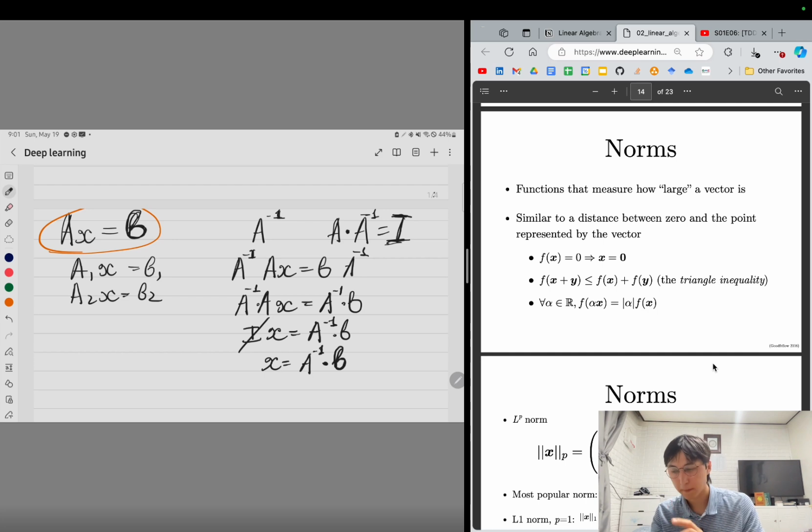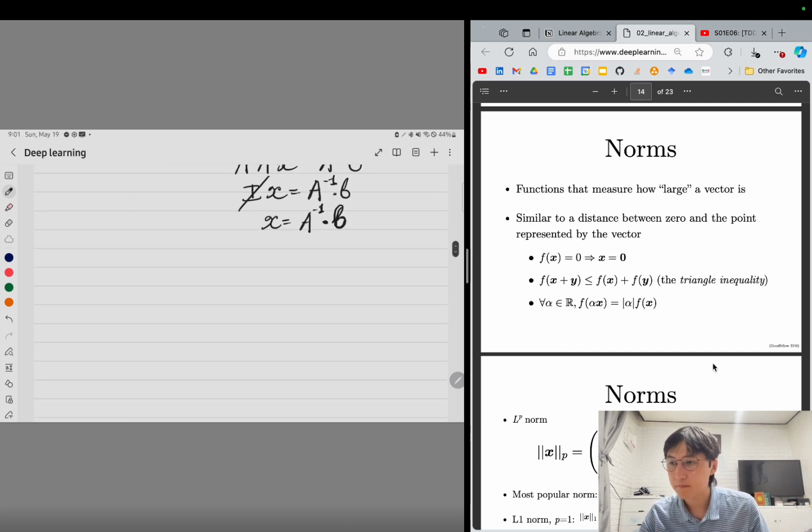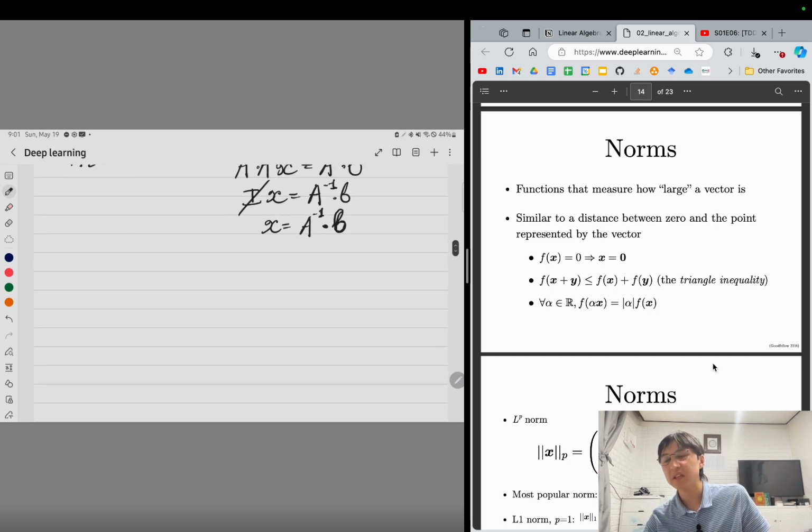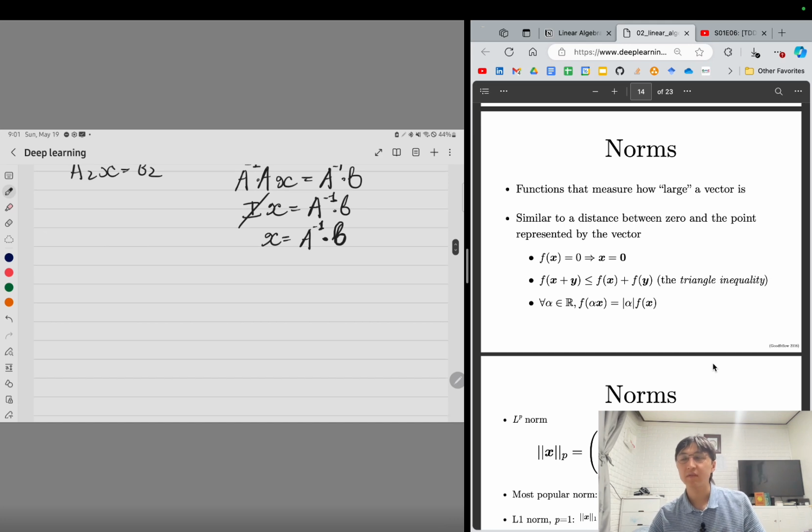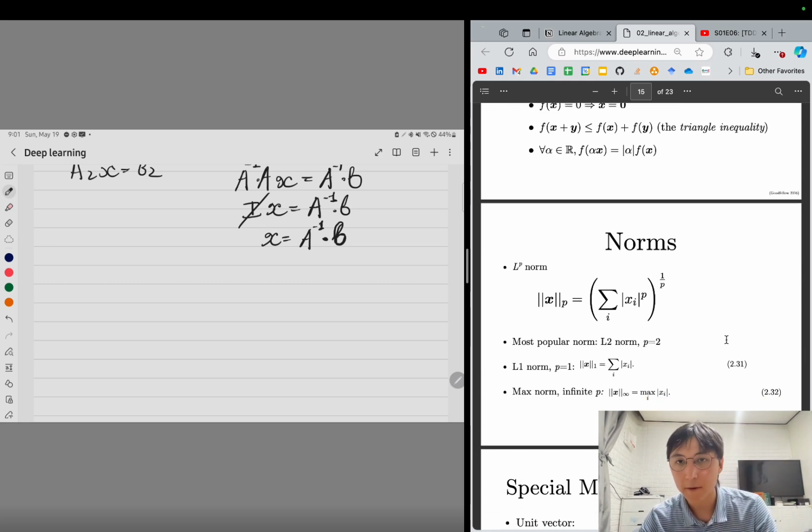Norms. Norms define the size of the matrix, the size of the vector. And in order to find the norm, it means finding the length of the vector. And there are many different kinds of norms, but basically this is the formula of the norm.